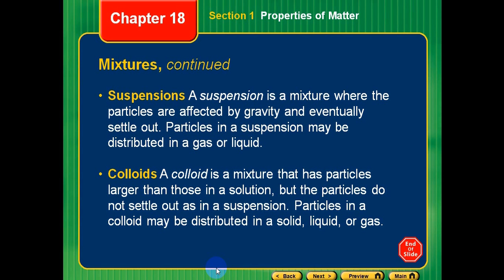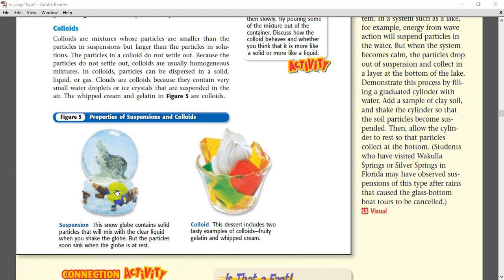So the three examples for mixtures are solutions, suspensions, and colloids. Here we have two examples for colloids, the whipping cream and the gelatin. Here jelly is also an example of a colloid. Another example of colloids are clouds. Clouds also are colloids. The particles of the water are too small. They don't fall down as rain. They stay suspended in the air.